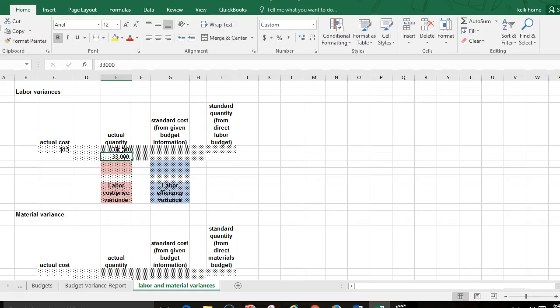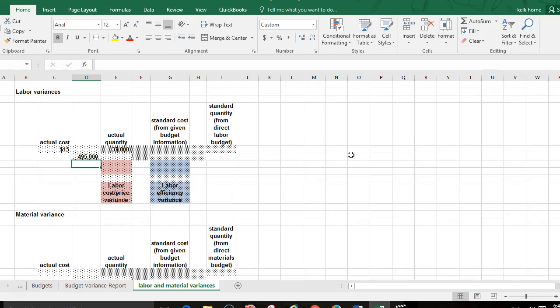All right, so now to get that total, I simply am going to go into column D, the next row down, and I'm going to multiply those two together. $15 times 33,000. So I'm at the end of the period, and I've actually had $495,000 worth of labor costs, okay? But remember what we've been talking about all through this course. We've been talking about how managers cannot wait until the end of the period to get that information. They have to be able to make quick decisions.